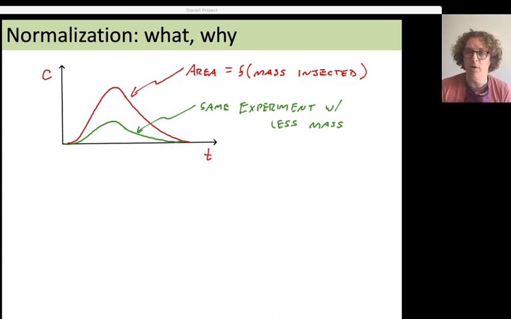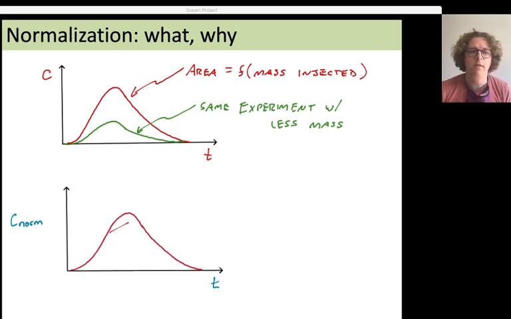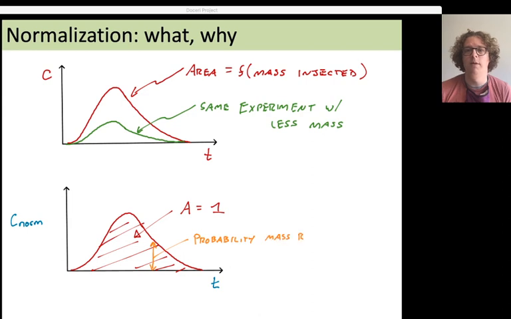And so this is a problem. It limits our ability to compare between experiments or find metrics that are a fair way to assess really heterogeneous systems, or your same system under different discharge conditions. So the way that we address this problem is by normalizing the breakthrough curve.